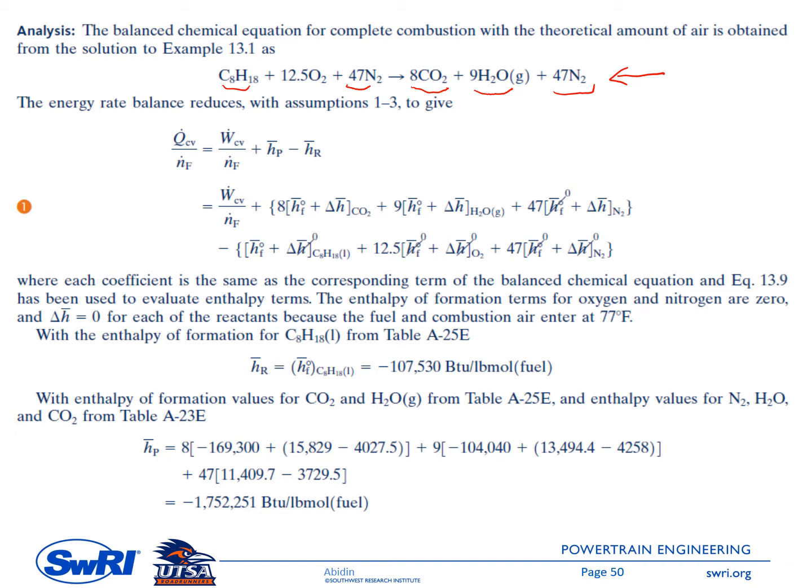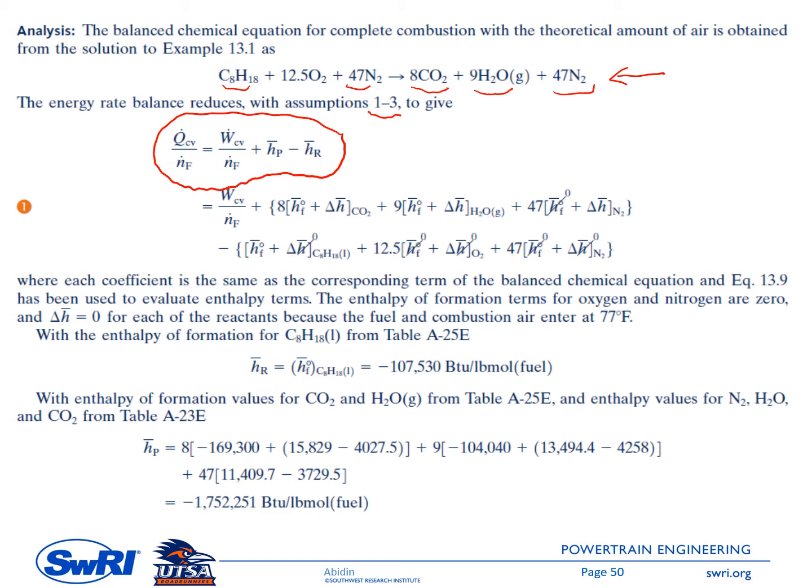Next step is to apply an energy balance on this control volume. So we can incorporate assumption 1 through assumption 3. In assumption 1, we know that this is a control volume at steady state. And then assumption number 2, I believe we can ignore the effect of kinetic and potential energy. And assumption number 3, I think it is related to the ideal gas mixture. Therefore, we can replace the enthalpy with the enthalpy of formation and the enthalpy difference.